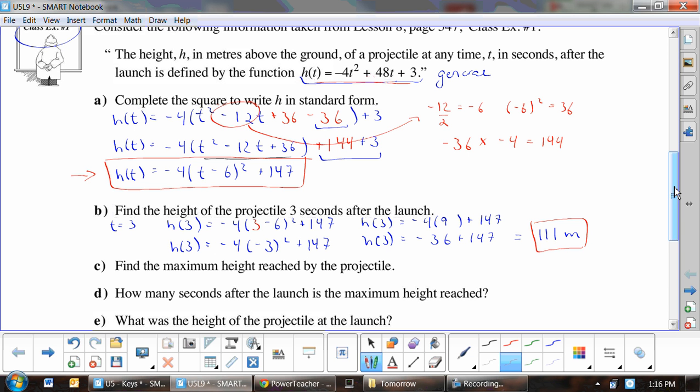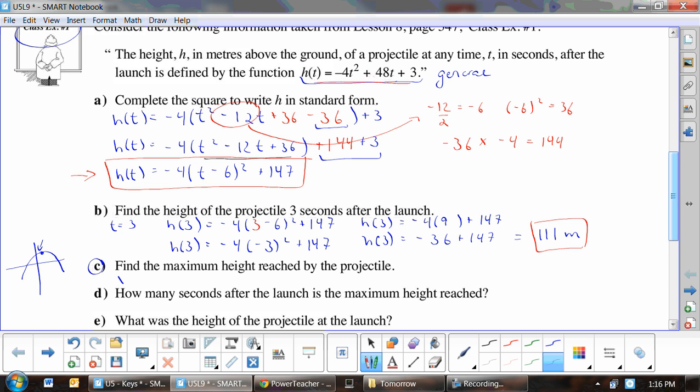Okay, so for C, they ask us to find the maximum height reached by the projectile. So where do we find the maximum on a graph? The top? What point is this? P and Q, so at the vertex, right?